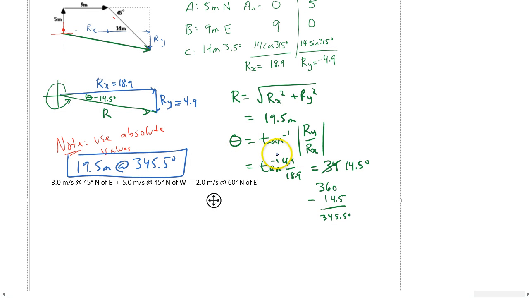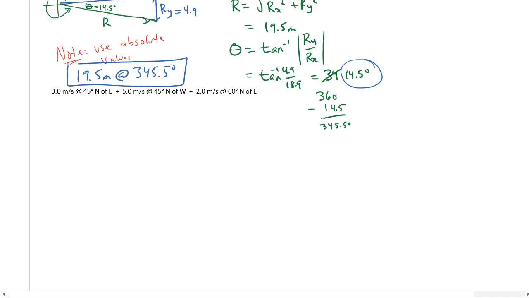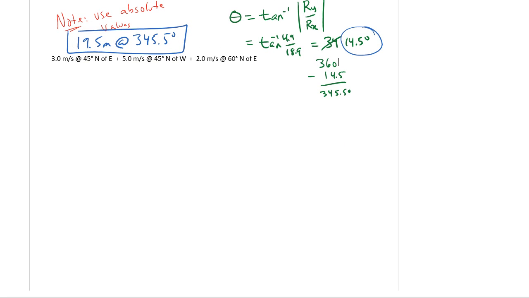The angle will be, first of all, you're going to figure out the angle inside this triangle using positive values, and then you're going to look at which quadrant it's in and figure out what that angle is in terms of counterclockwise from east. Okay, I'm going to do one more example, and then it's your turn, I believe.